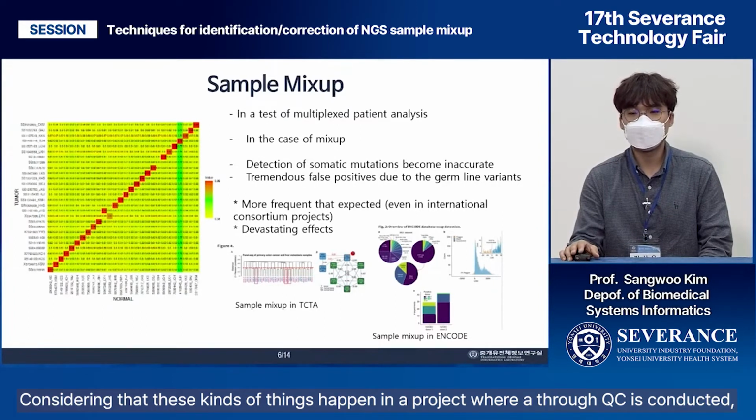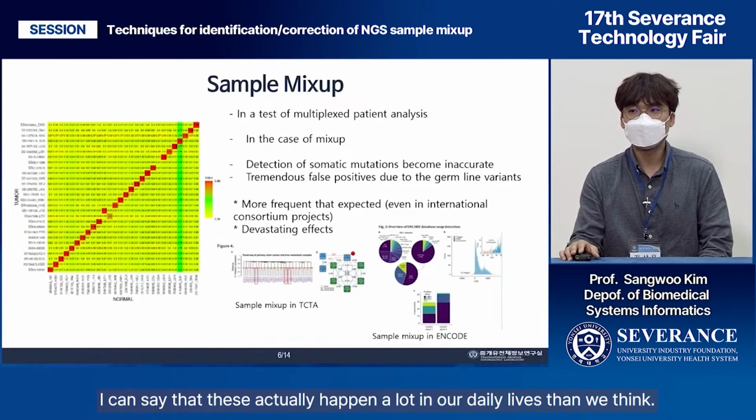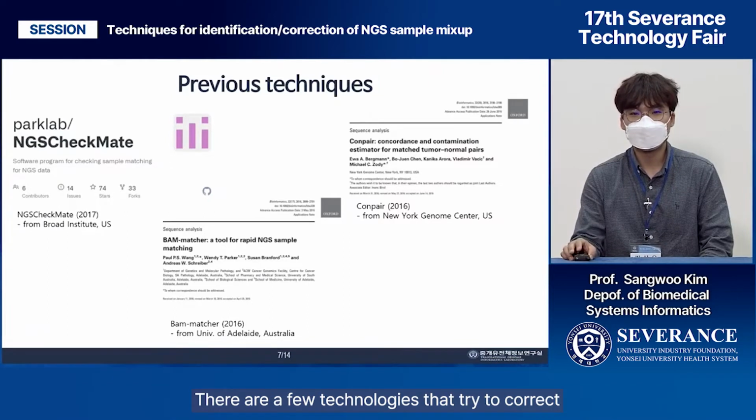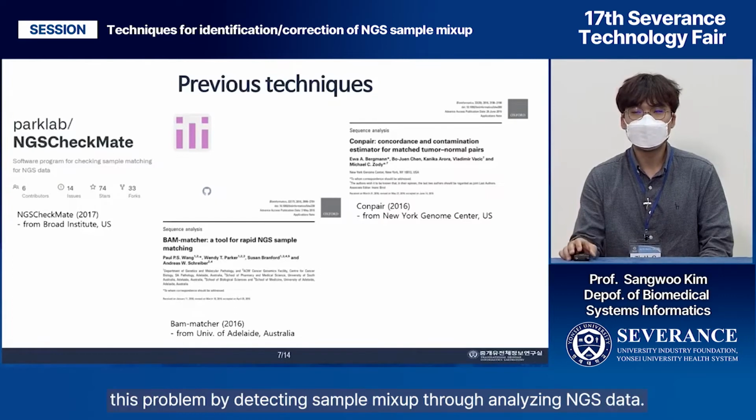Considering that these kinds of things happen in a project where thorough QC is conducted, I can say that these actually happen a lot more in our daily lives than we think. We were not the first to detect this problem, and reports have been made. There are a few technologies that try to correct this problem by detecting sample mix-up through analyzing NGS data.